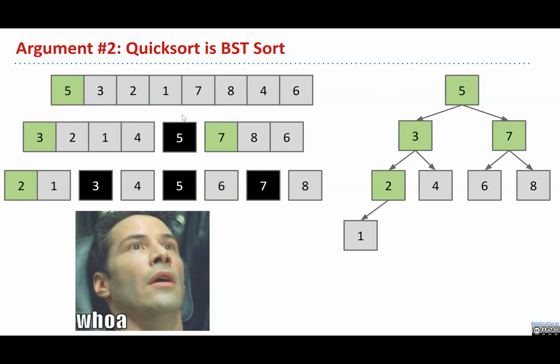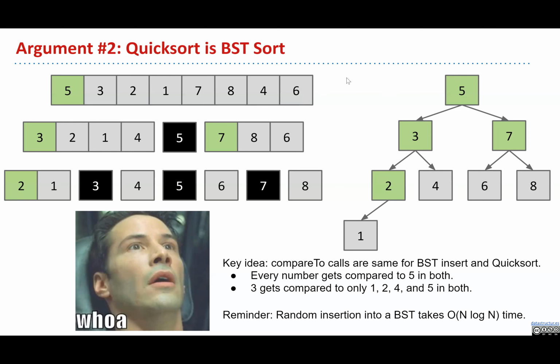So if you were to write out Quicksort and you have a print statement every time there's a comparison, and you do the same thing with a binary search tree construction algorithm, you'll see the exact same print statements, not necessarily in the same order, but you'll see the exact same comparisons.